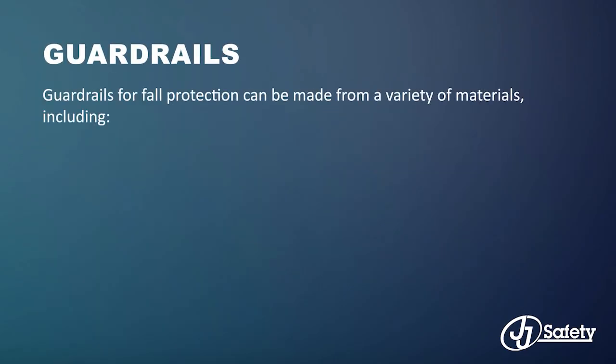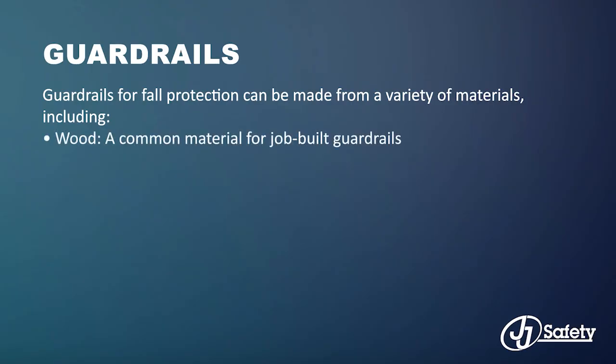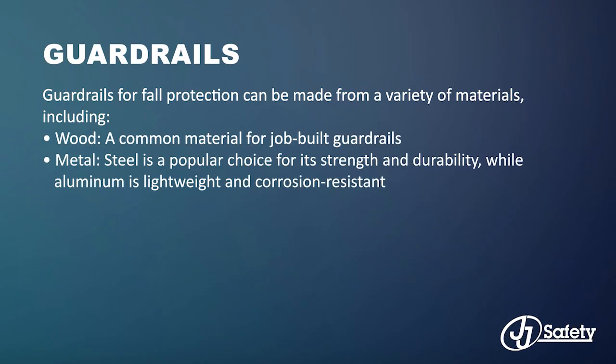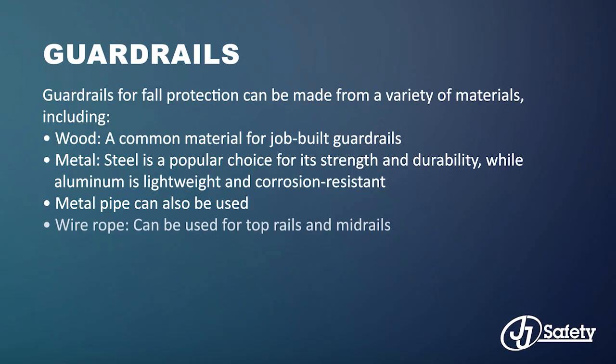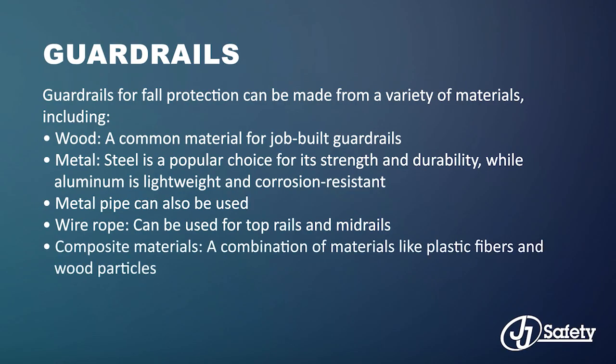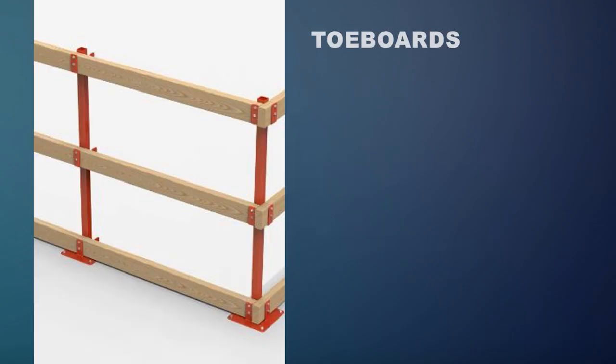Guardrails for fall protection can be made of a variety of materials. For example, wood is a common material for job-built guardrails. Steel is a popular choice for its strength and durability, while aluminum is lightweight and corrosion resistant. Metal pipe can also be used. Wire rope can be used for top rails and mid rails. Guardrails can also be made of composite materials, which is a combination of materials like plastic fibers and wood particles.